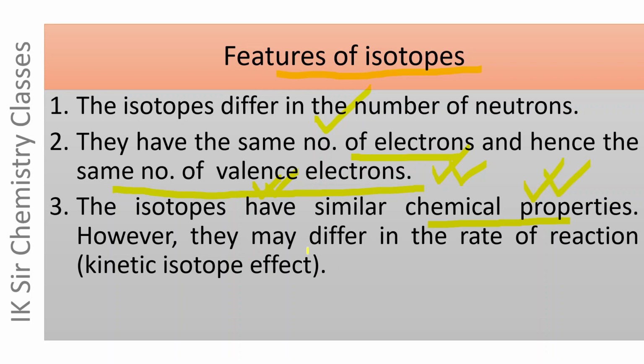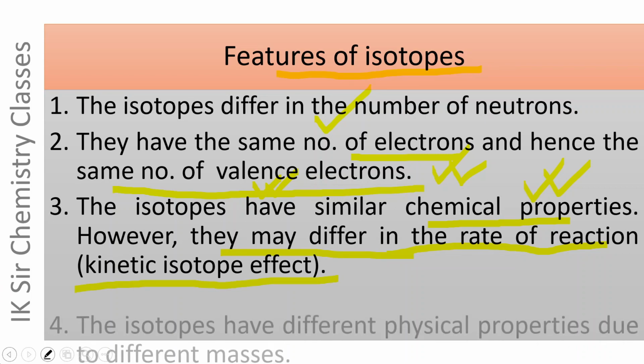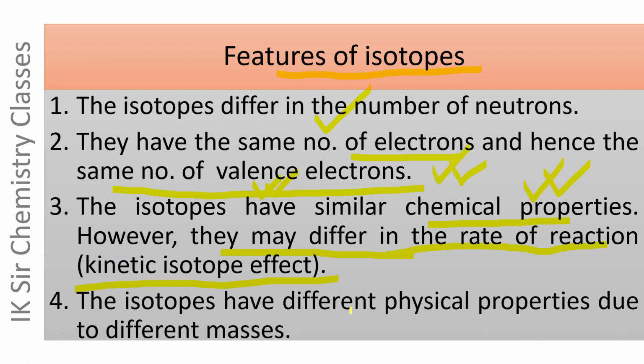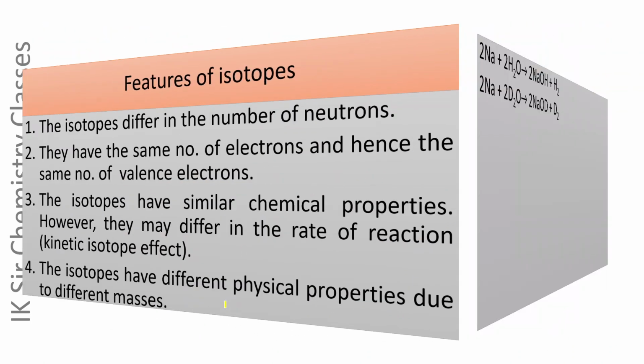However, the isotopes may differ in the rate of reaction. May differ, not certainly differ. And this is called kinetic isotope effect or simply isotope effect. The isotopes have different physical properties due to their different masses. These are the characteristic features of isotopes.